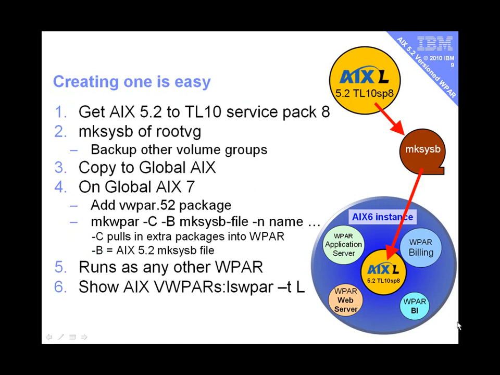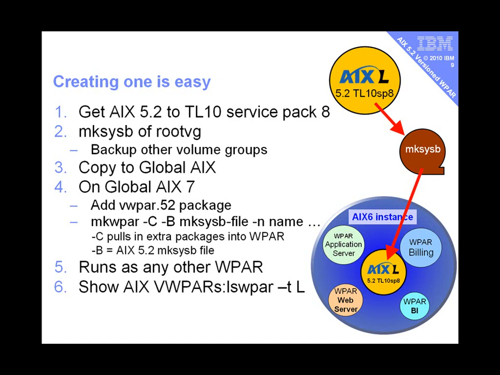So how do we get this all running? Well, you've got to get up to that latest version of 5.2. You've got to take a mksysb of your root volume group. A lot of people do that anyway as a good way of backing the system up. You need to back up your other volume groups, perhaps your database or your application data. You copy all that to your new copy of the AIX 7 running on Power 7, your global copy of AIX.